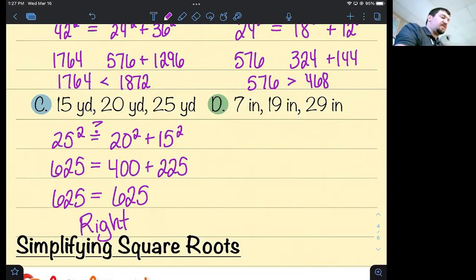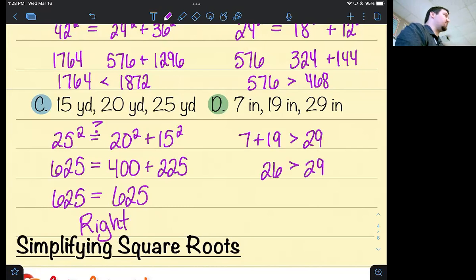Deegan, walk me through example D. Whoa, it's not a triangle. Why not? So if it were going to be a triangle, the two small sides have to add up to be greater than the longest side, not the squares, but the actual side lengths themselves, right? What is 7 plus 19? So you have 26 is greater than 29, and that's not true.